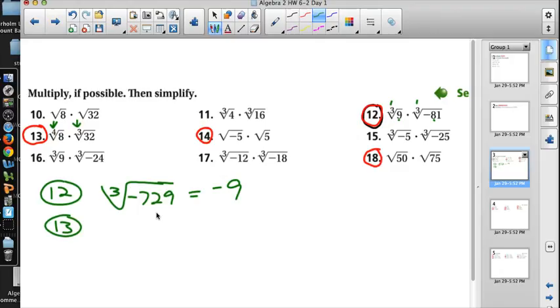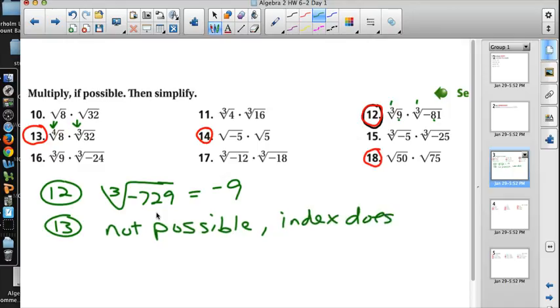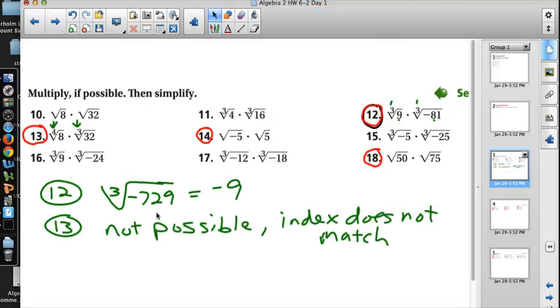Again, it's a closed system. Cubed roots are only multiplied by other cubed roots, fourth roots by other fourth roots. So this one, we just have to put not possible. And if it said explain, we would certainly put index does not match. And it absolutely has to in order for us to do that multiplication.